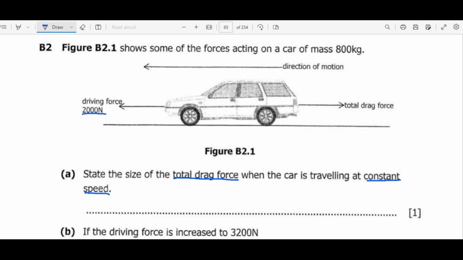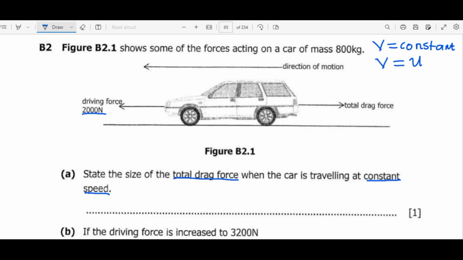In some texts or questions, you might find this as constant velocity. If we are to understand it fully, there is a difference between speed and velocity, but let's not focus on that. Now, when the vehicle is moving at a constant speed, what are we supposed to know? The first one, the velocity is constant. So if the speed is constant, the final velocity, which we are going to call v, must be equal to the initial velocity.